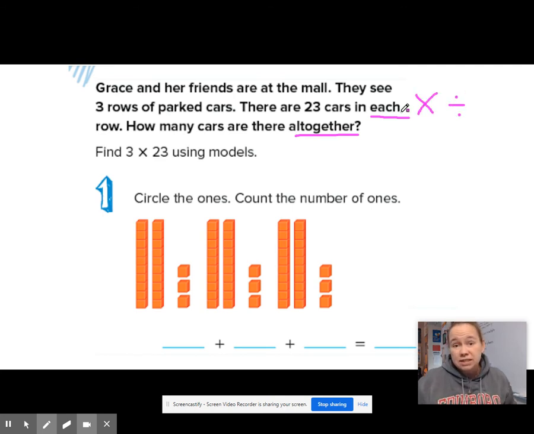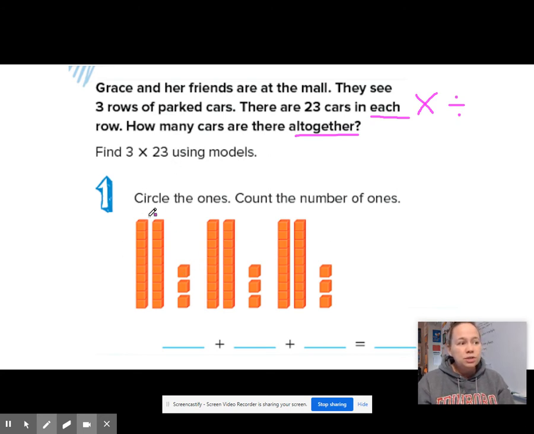But you have to read the rest of the problem and understand what it's asking to know which one to do. In this case, they want to know all together. That means you're looking for a larger number. You're putting it all together. Dividing would be an option where you're taking things apart. And we're not taking things apart in this word problem. We're putting them together. So circle the ones, count the number of ones.